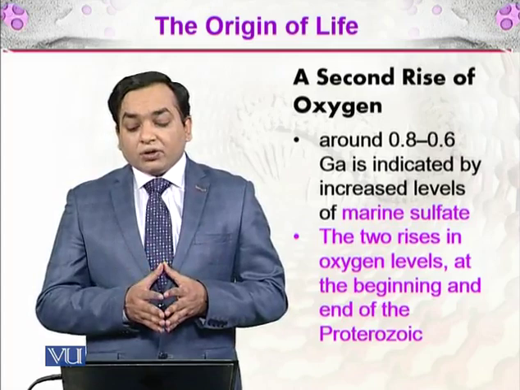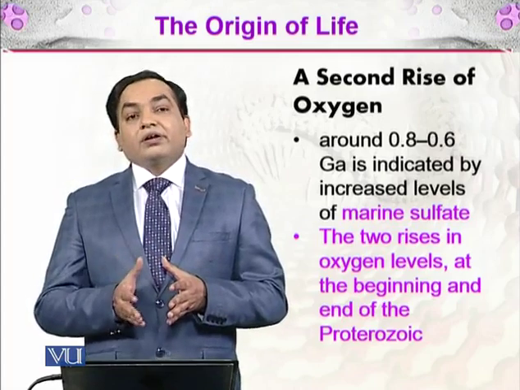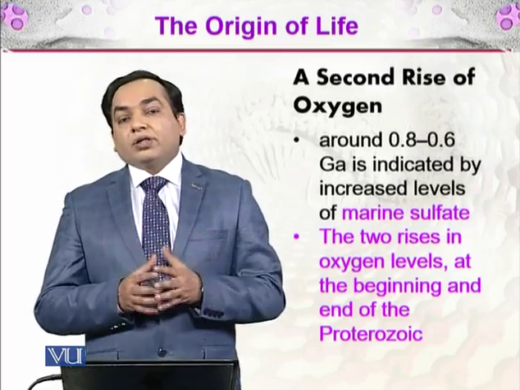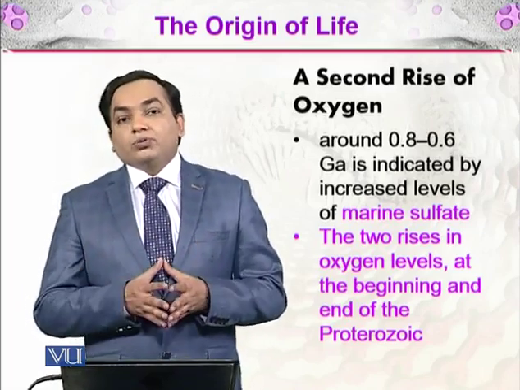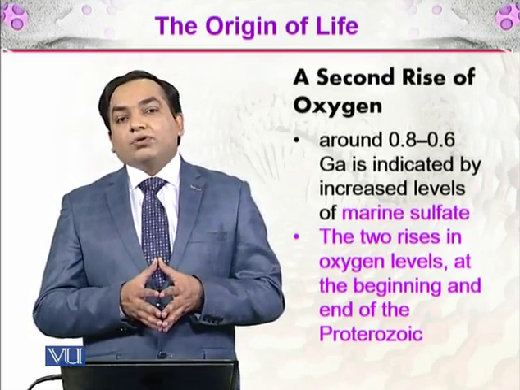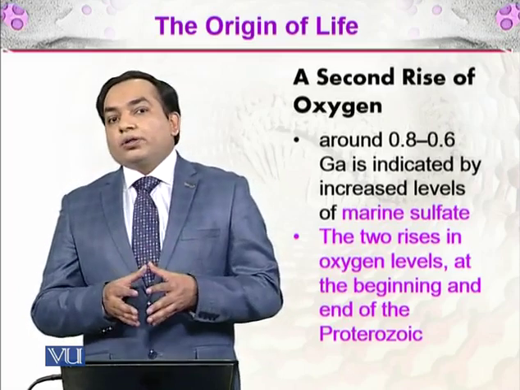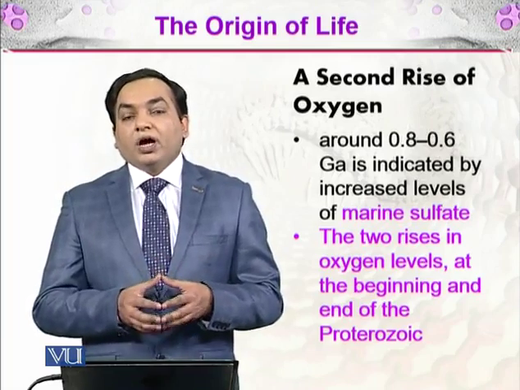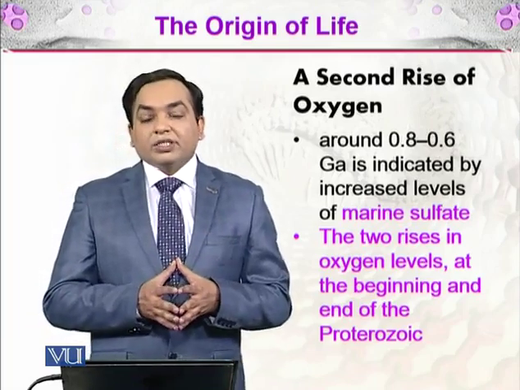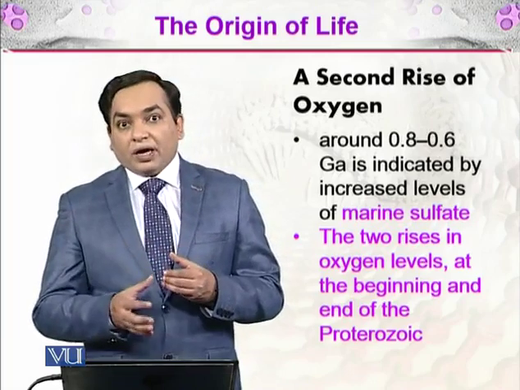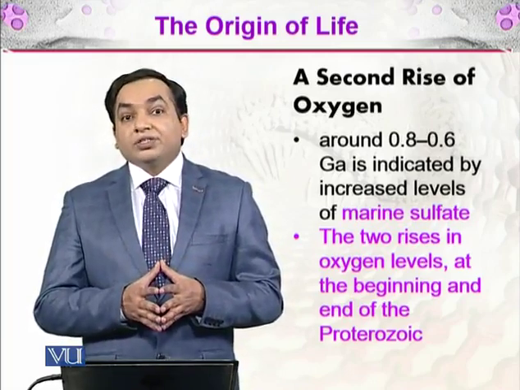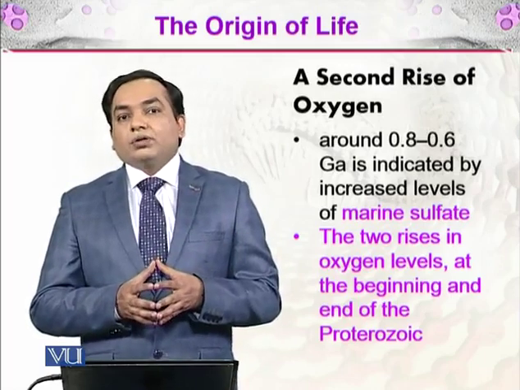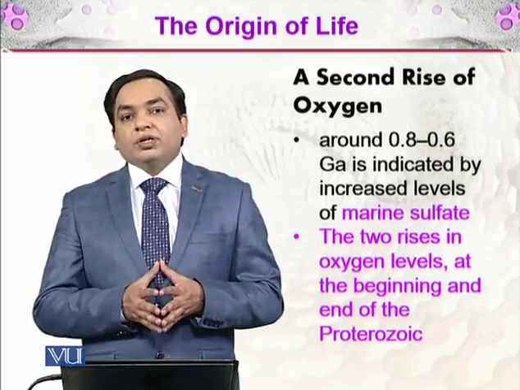The two rises in the oxygen level, at the beginning and at the end of the Proterozoic, happened, and these are events which are related to the increased amount of planktons, or the blue-green algae, or the cyanobacteria, which are photosynthetic organisms, and photosynthesis through these organisms led to an increased amount of oxygen in the environment.